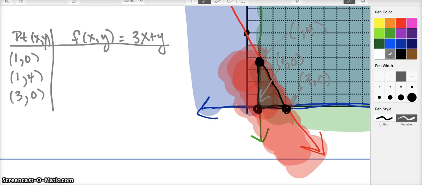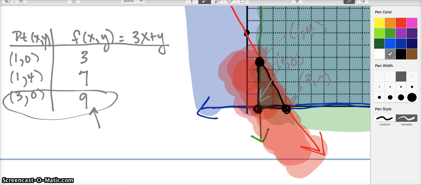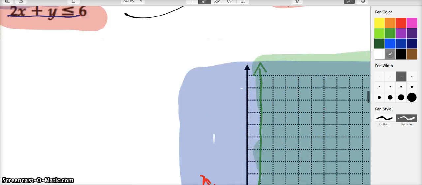So now I've listed all of my points, these corner points, these vertices, and I'm going to plug them in to find out what the corresponding f of x, y value is. This is a function that requires me to put in both x and y. For the first one, plugging in 1 and 0, I get 3. The next one, when I plug in 1 and 4, I get 7. And finally, when I put in 3 and 0, I get 9. So I see that the maximum value is found at (3, 0), and I will get 9, right? So that's what they're asking us to do here.